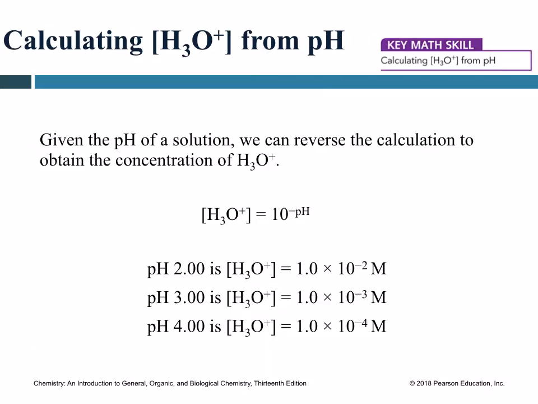In addition to calculating pH from the concentration of H3O+, you can also calculate H3O+ concentration from pH. The concentration of H3O+ is 10 raised to the negative pH. 3 examples are shown here. Make sure you feel comfortable calculating pH given the concentration of H3O+.